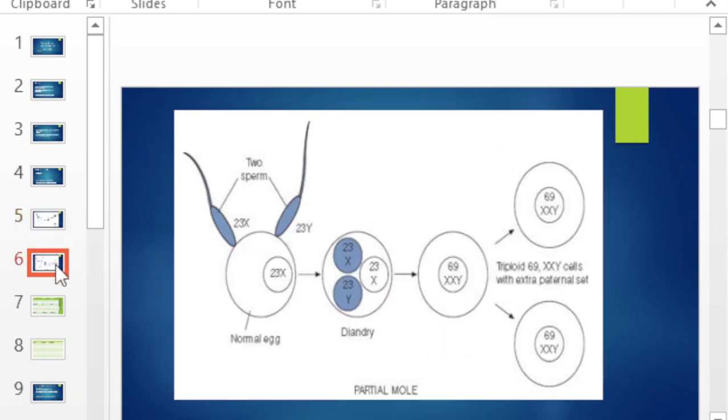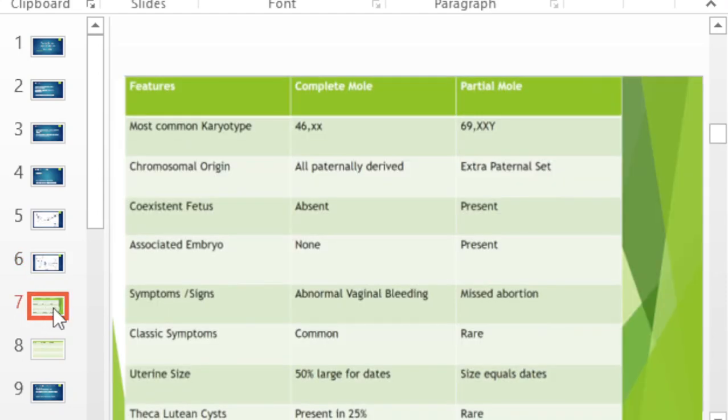And the partial mole is formed when you get two sperms fertilizing a normal egg. So what you end up with after the duplication is 69XXY. These are the most common variants. There could be other variants, but the ones that we've mentioned are the most common variants.